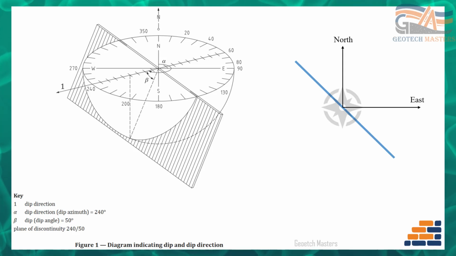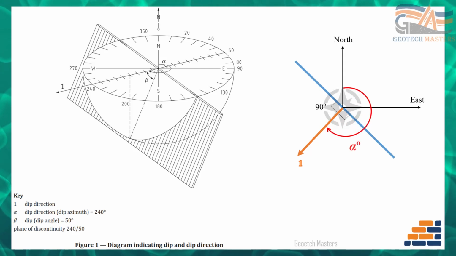To identify the dip direction, we draw a perpendicular line demonstrating the direction of the dip plane, line 1. The clockwise angle between north and the dip direction line is the dip azimuth, or alpha. In this example, it's 240 degrees.